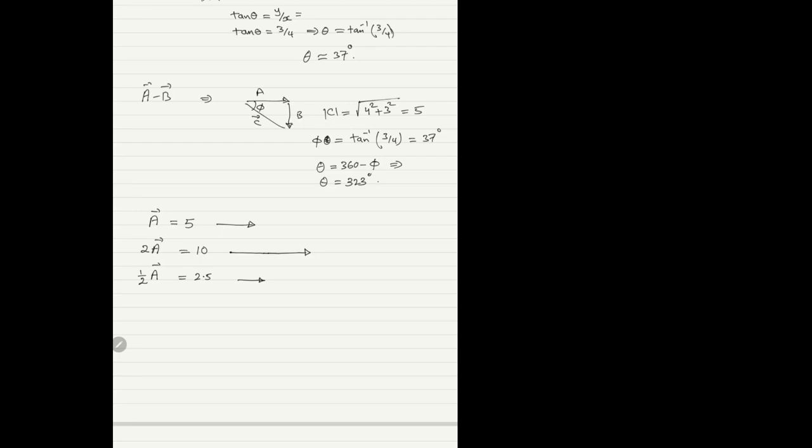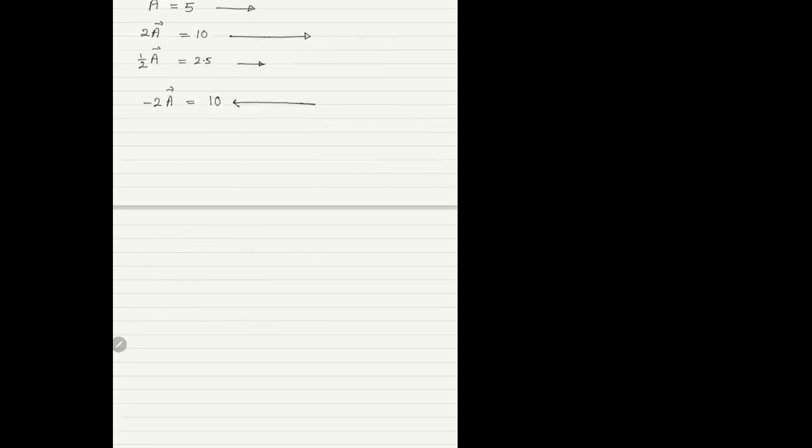But if we multiply A by minus 2, let's say minus 2A, the magnitude will be the same, it's equal to 10, but the direction will be something like this, doubled, but in the opposite direction. Now, components of a vector.